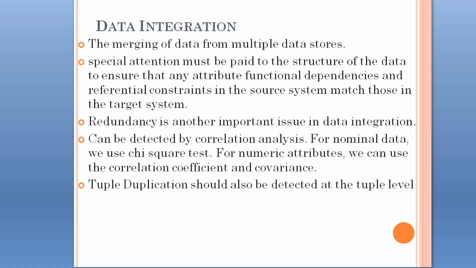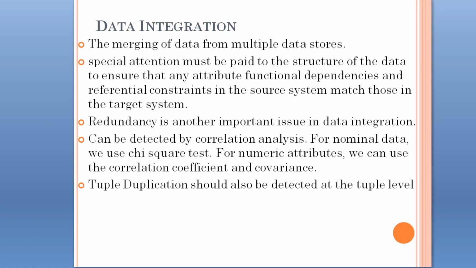Redundancy is another important issue in data integration. An attribute may be redundant if it can be derived from another attribute or set of attributes. Inconsistencies in attribute or dimension naming can also cause redundancies in the resulting data set. Some redundancies can be detected by correlation analysis. Given two attributes, such analysis can measure how strongly one attribute implies the other based on the available data.